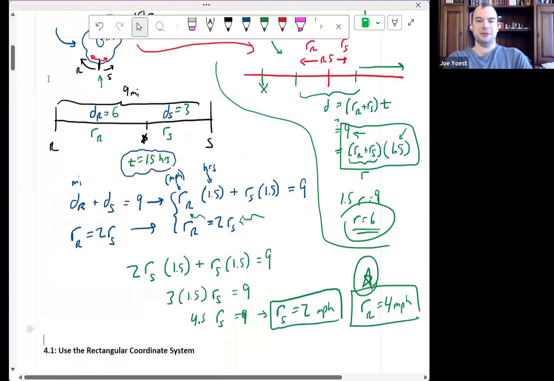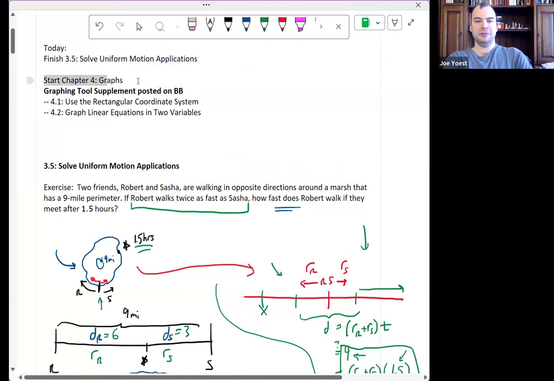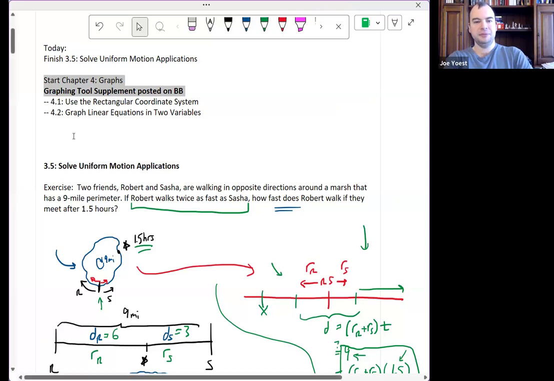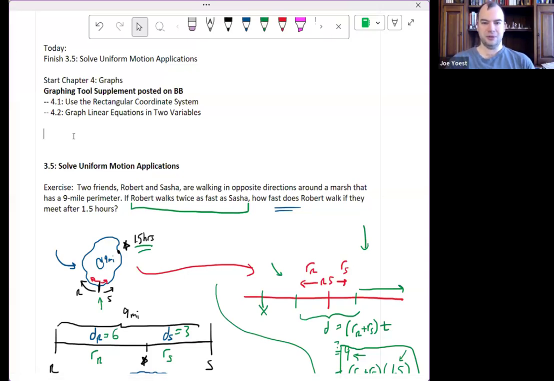Moving on then to chapter 4 on graphing. Again, remember that the graphing tool supplement is on Blackboard, so you can download the PDF and put it on your desktop for quick reference, or you can always find it on Blackboard. There is a little bit of a learning curve on the graphing tool on WebAssign, so I do recommend getting that supplement and taking a read through it.